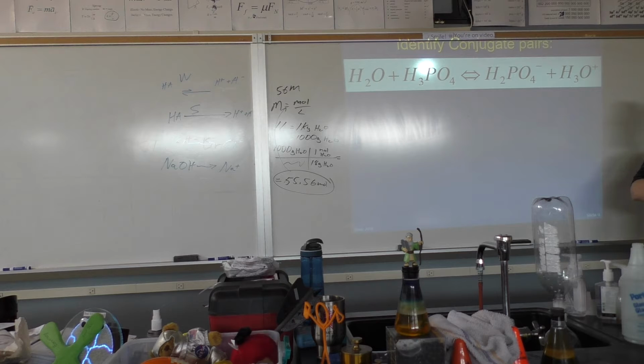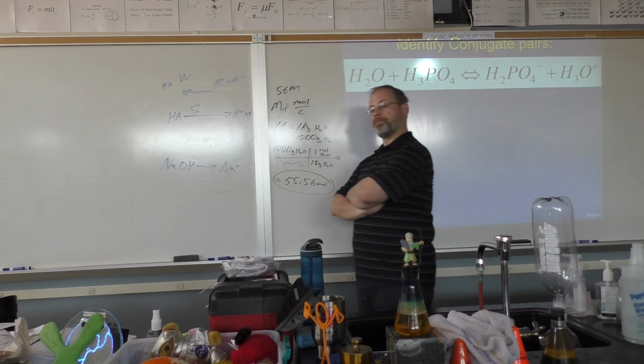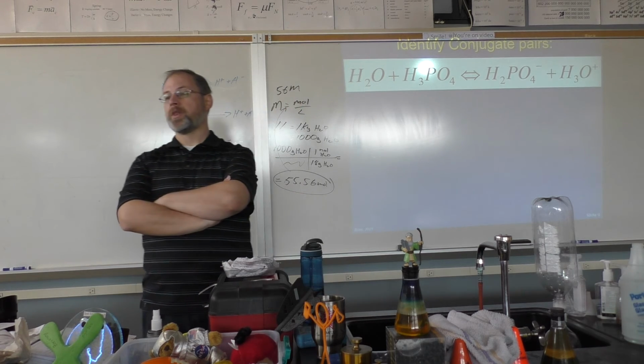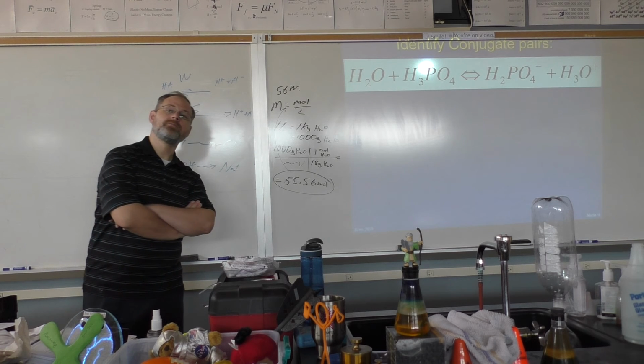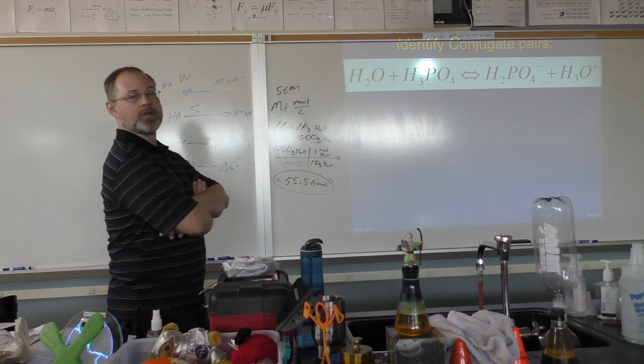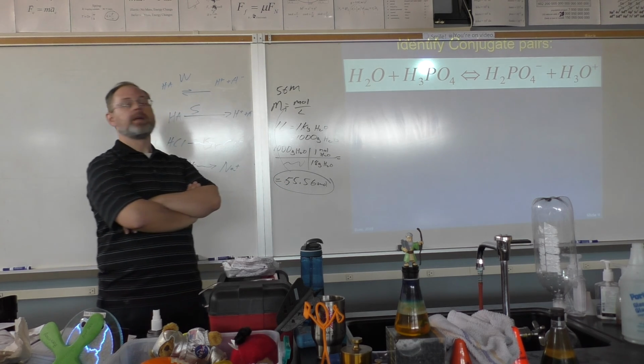How do you know? The thing that donates the proton is going to be the acid. The thing that accepts the proton will be the base. The thing that previously donated the proton, in past tense, is going to be the conjugate base. And the thing that accepted the proton, in past tense, will be the conjugate acid.